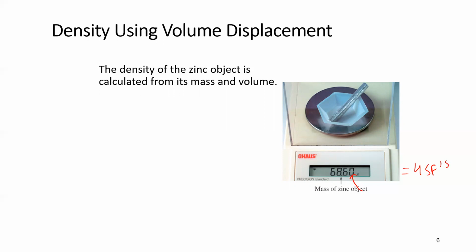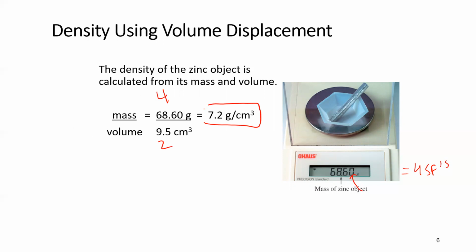Okay. Now I do what I did before, right? I put the mass over the volume. Now I have a new rule for sig figs. I'm doing multiplication and division. I pick the least sig figs. This has 4, this has 2. 2 is less than 4. My final answer should have 2 sig figs, 7.2 grams per centimeter cubed. So that's a way to do volume by displacement.